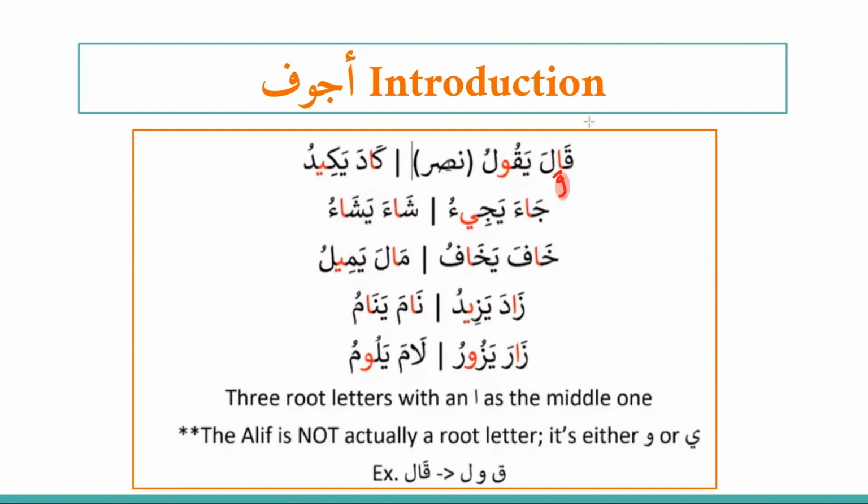The same way, we have other examples: kada yakidu, ja'a yajiu, sha'a yasha'u. Everywhere, the middle root letter is waw or ya. Kada yakidu: kaf, ya, dal. Ja'a: jim, ya, and hamza. The same way, khafa yakhafu: kha, waw, and fa. And zada yazidu: za, ya, and dal. So these are the root letters.